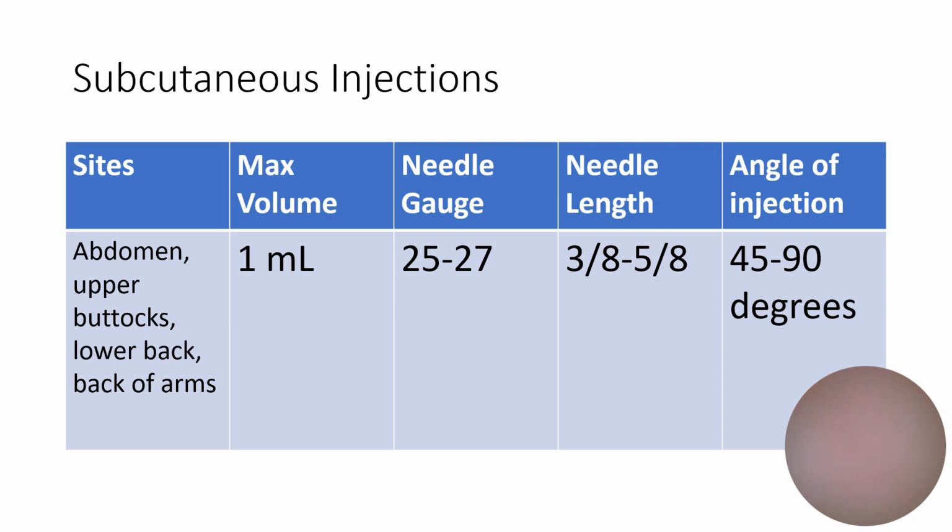Medications are given into the subcutaneous tissue, the layer of fat located below the dermis and above the muscle tissue, for these shots. Sites are the abdomen, upper buttocks, lower back, and back of arms. Your max volume for this is 1 mL. Needle gauge is 25 to 27, needle length 3/8 to 5/8, and angle of injection is 45 to 90 degrees.